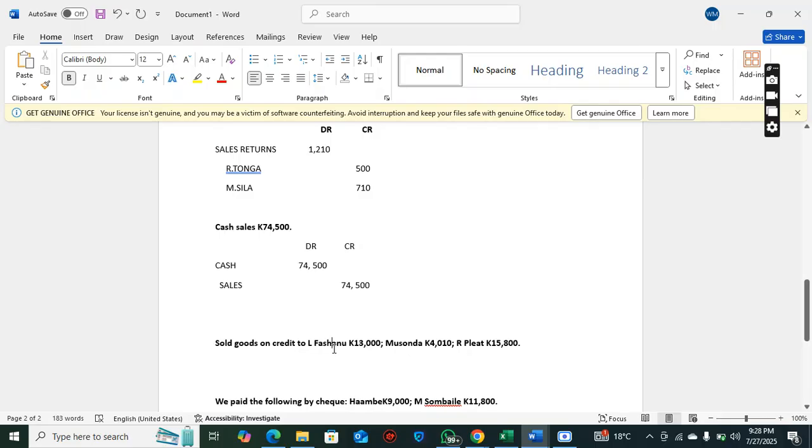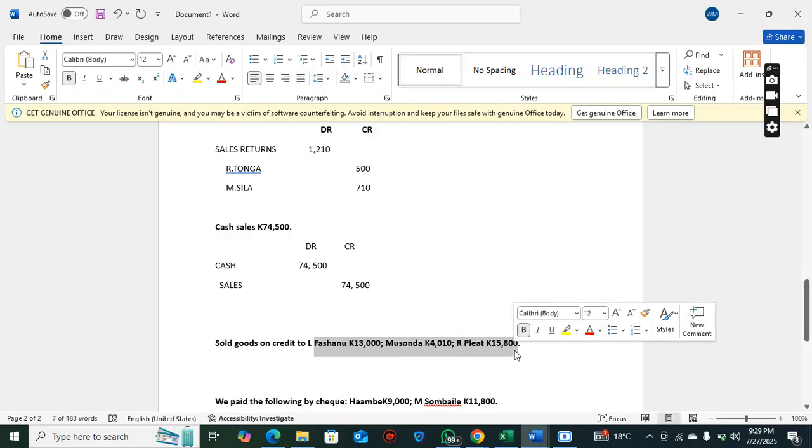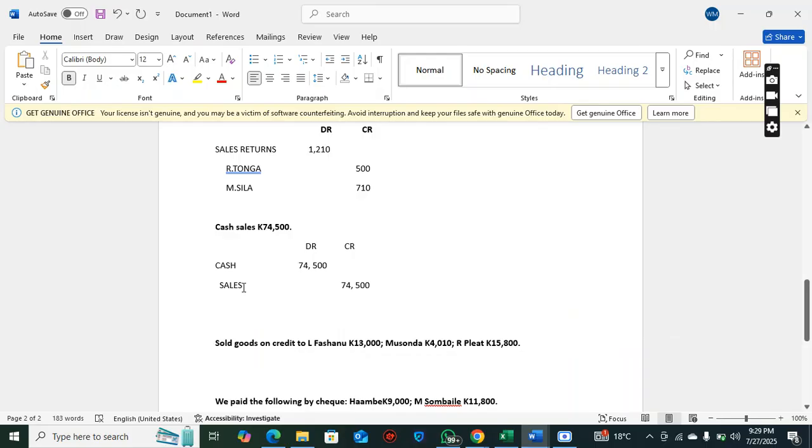Okay. So the accounts involved are going to be the sales account and also the debtors who we have here, these people who owe us money. Right? So these are like our assets here. So increase in an asset, you debit. Sales revenue, increase in sales revenue, you credit.